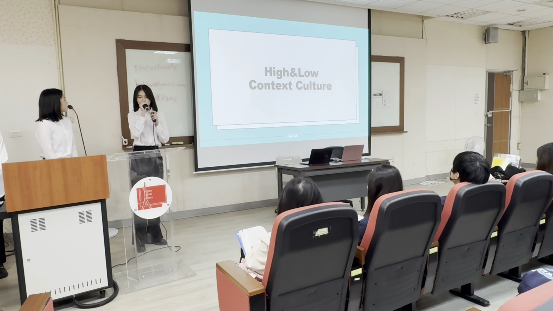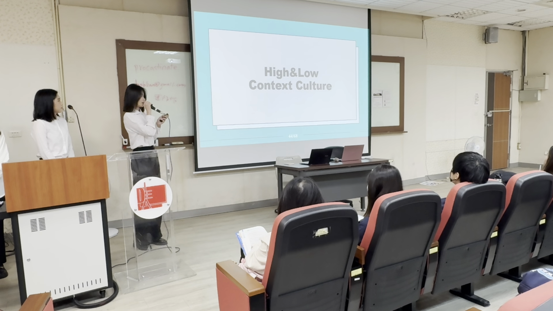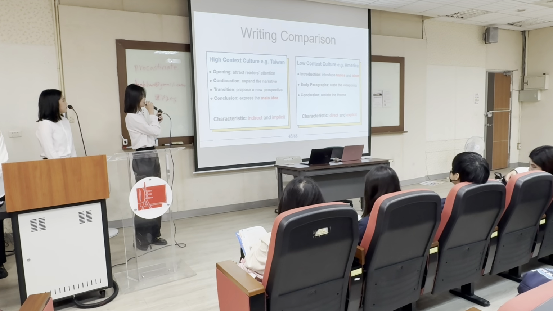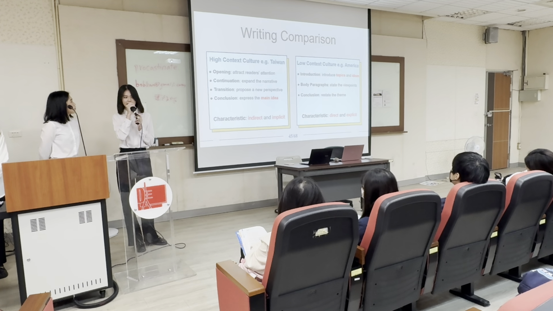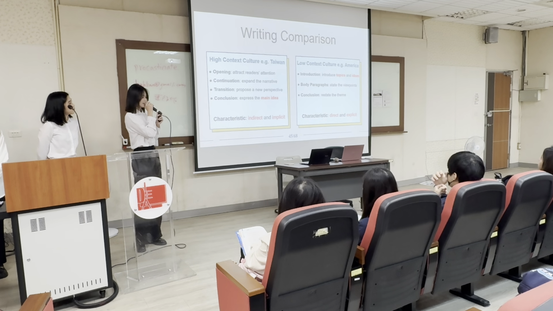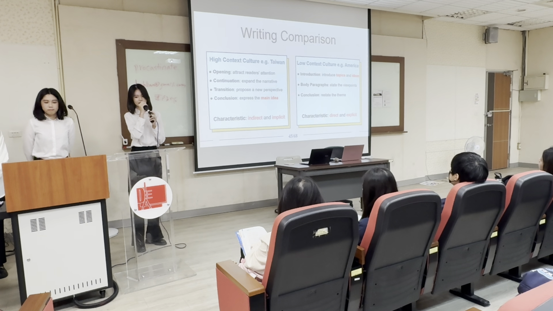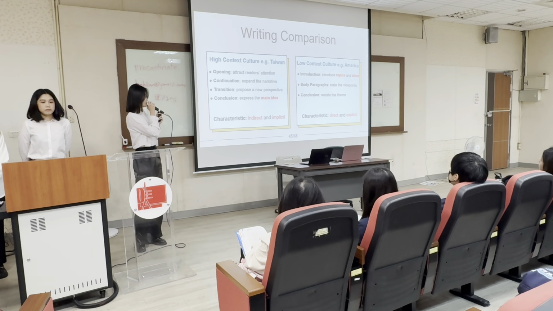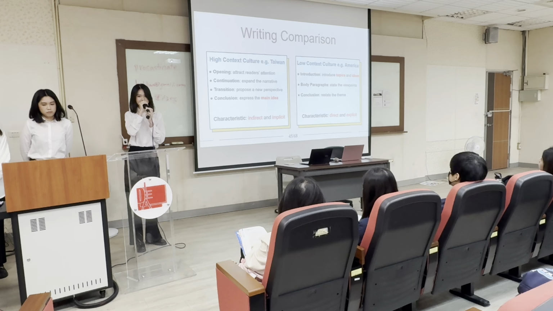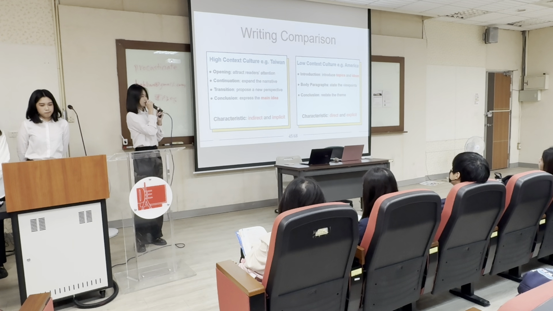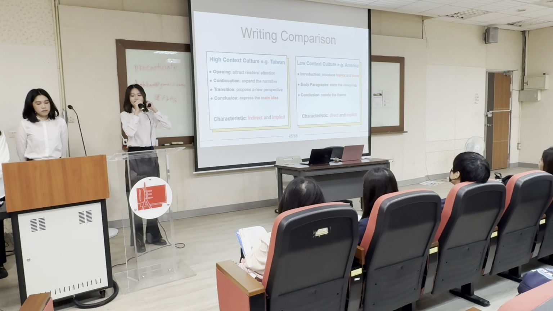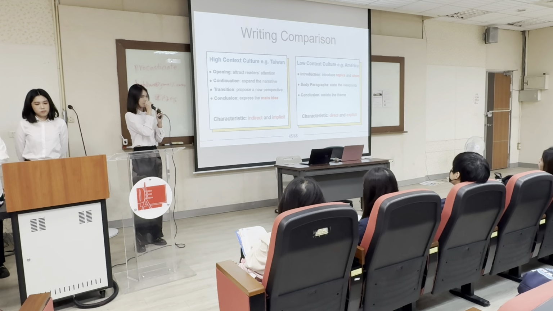Now I'm going to talk about high and low context culture. Here is one example, writing comparison. We have written a lot of compositions in both Chinese and English since we were young, so I believe everyone understands the structure. In Chinese composition, the teachers ask us to follow the four steps called 起承转合. The teacher also said that if we want to get a high grade, we should write our main idea in the last paragraph.